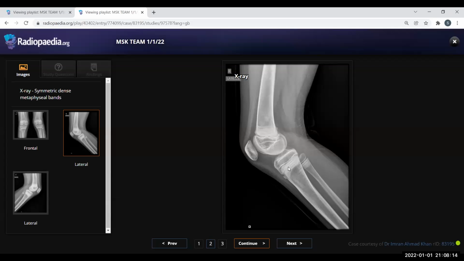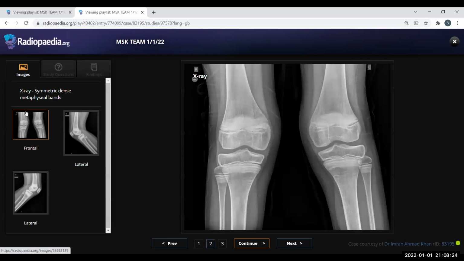So here my differentials would be. Can you tell me some negatives? There are no associated osteopenia or periosteal reaction associated with this. There's no soft tissue component here. The soft tissues around the joint appear normal to me. Okay, so what is your differential? Go ahead.